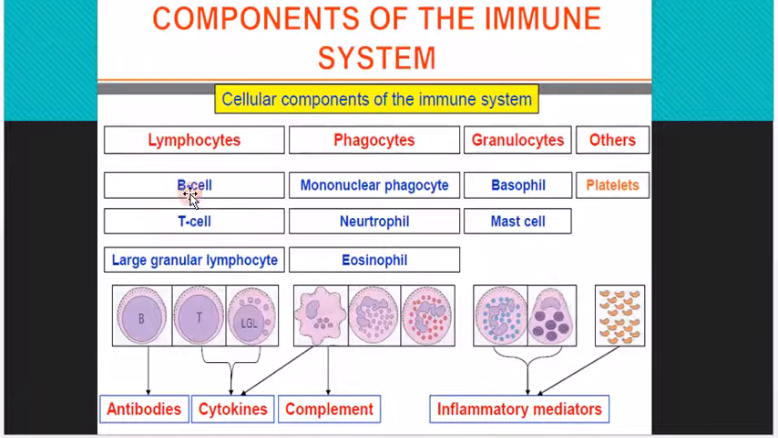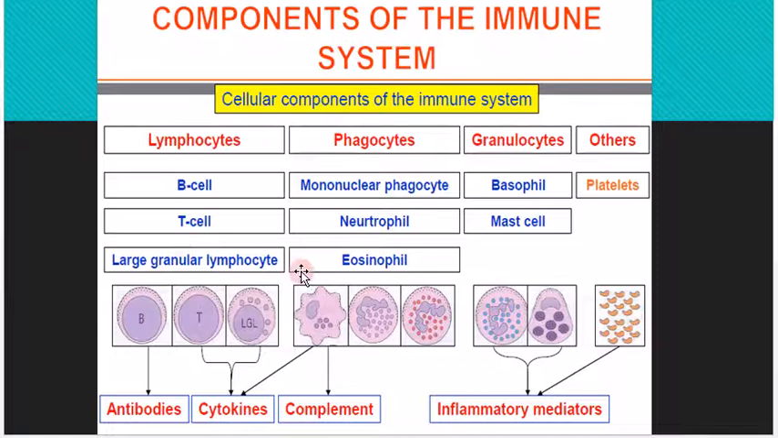So there are lymphoid cells. Lymphoid cells are B and T cells, and there are phagocytes. Phagocytes are monocytes, neutrophils, and eosinophils. Granulocytes are basophils and mast cells. These are associated with GALT, MALT, and BALT. So these are the different immune cells.